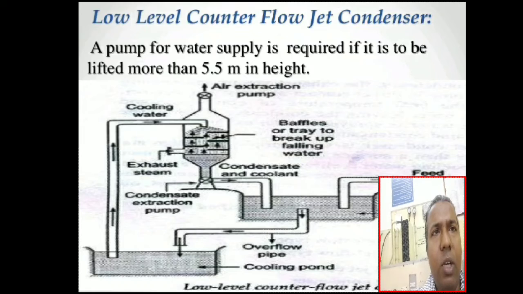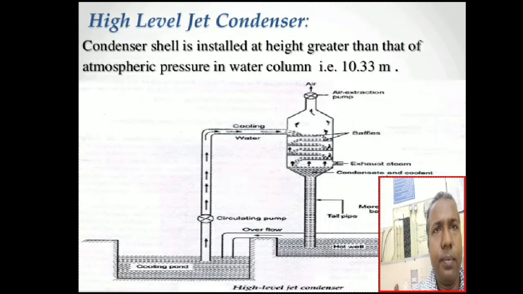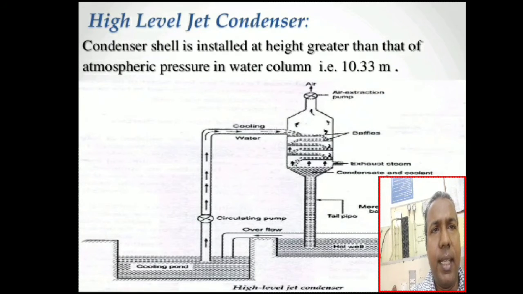Then low level counter flow jet condenser is another type. A pump for water supply is required if it is to be lifted more than 5.5 meter in height. Then high level jet condenser, this is also one type. So the main concern in the jet condenser is that the water is directly mixed with the steam that is coming from the turbine.